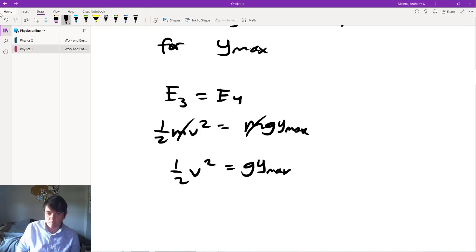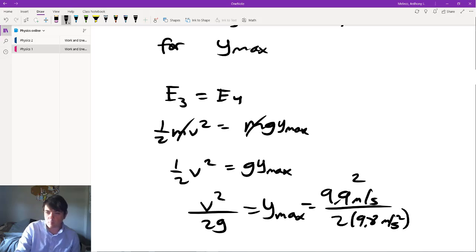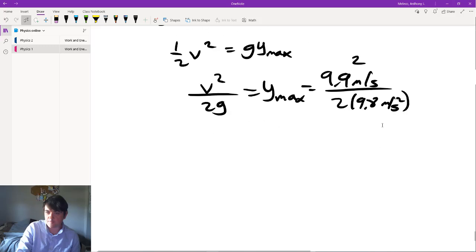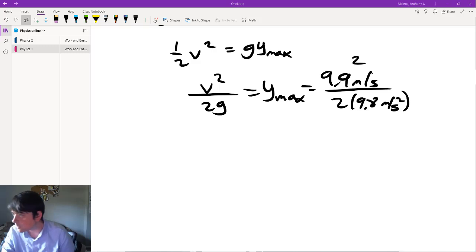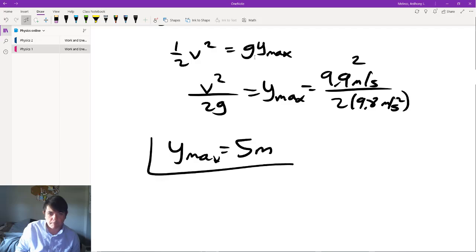Divide by g. And if you remember, v squared over 2g, that's what you also get if you do kinematics. One of the meters will cancel, and then the second squared will cancel with that second squared, and so you're left with units of meters. And this gives you 5 meters. Okay, great.